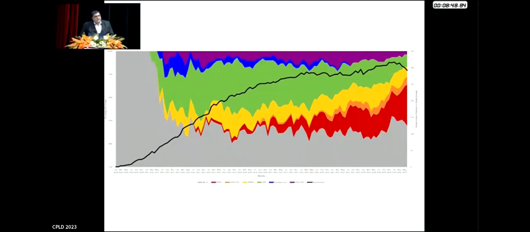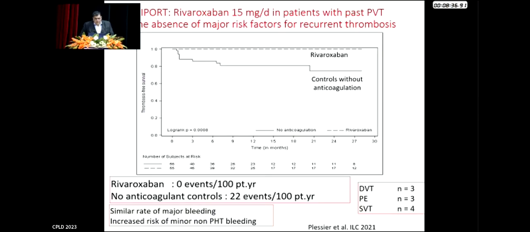So whether we recommend or don't recommend, the reality is that people are increasingly using DOACs and are going to continue to use them. So it is better that we get prepared and generate data on this. This was a paper presented by Aurélie at EASL in 2021, the RIVA-PVT study, on the use of rivaroxaban 15 milligrams per day in patients with a past history of portal vein thrombosis for rethrombosis of the portal vein, and in those patients who were on rivaroxaban, it was 0 events per 100 patient-years.